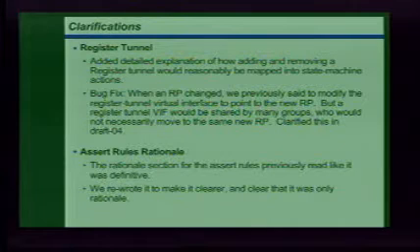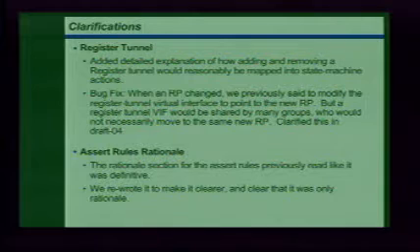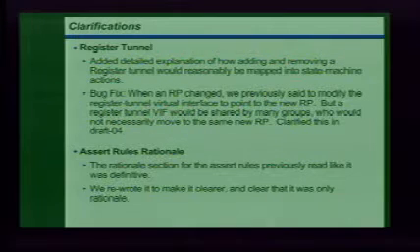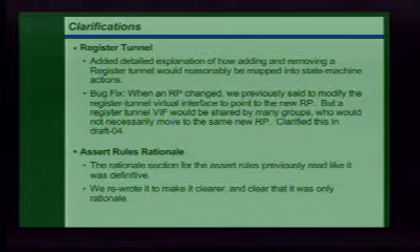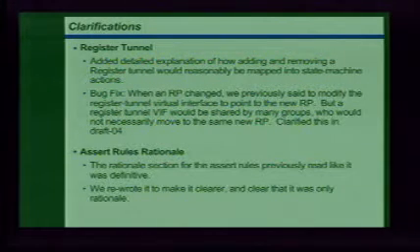The assert rules rationale in the previous spec had been basically a dump of the notes we'd taken in some meeting at some point, and it read like it was definitive, and it wasn't meant to be. It was meant to be explanatory notes. So Hugh has done a complete rewrite of that section to make it much more obvious that this is explanatory and not definitive.